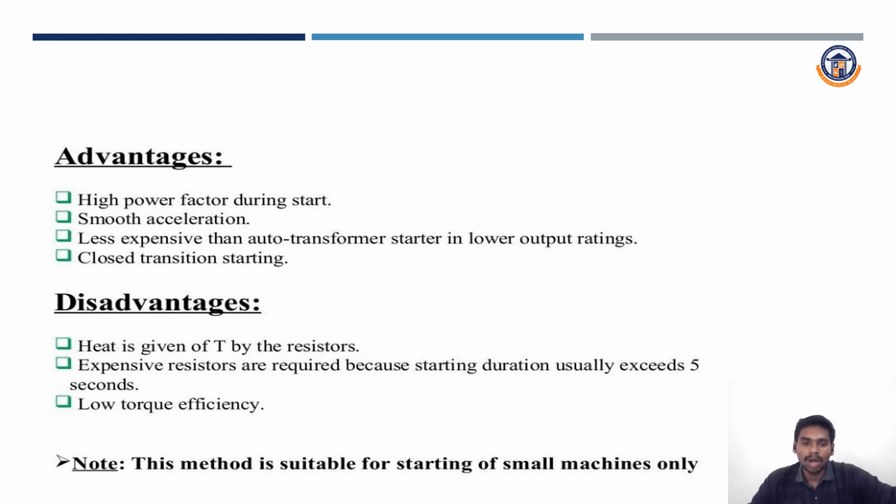The other two or three types of starter will be seen in the next session.